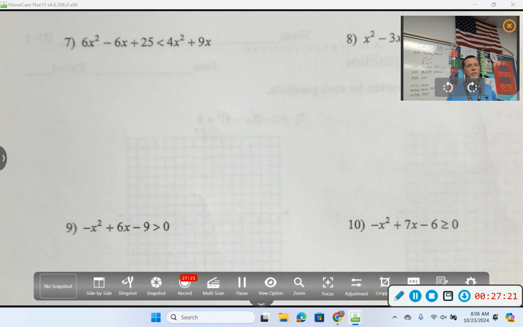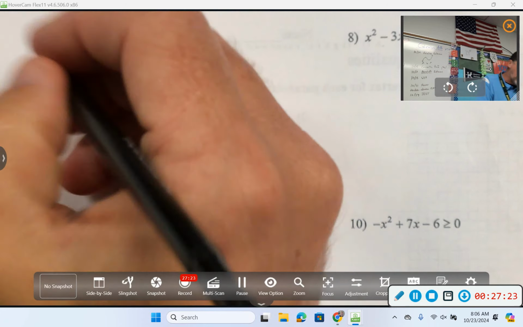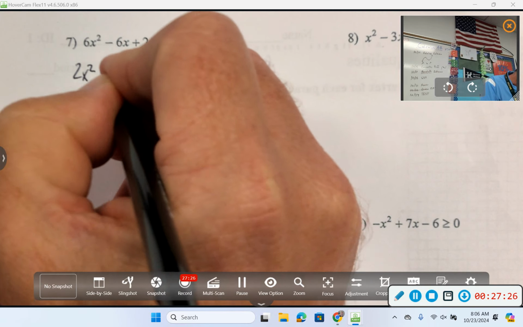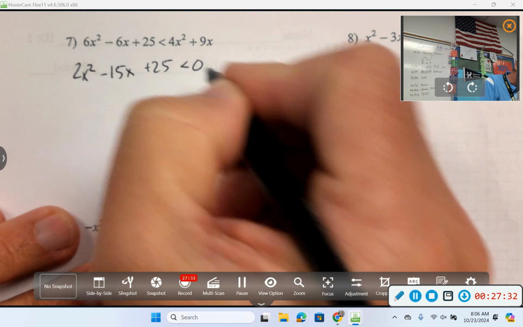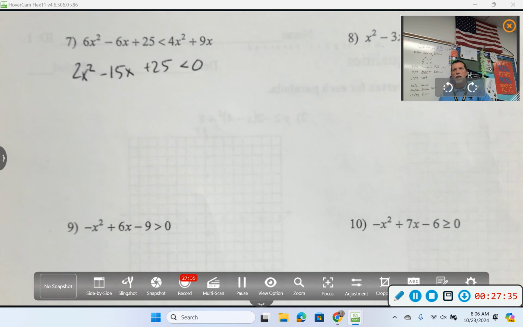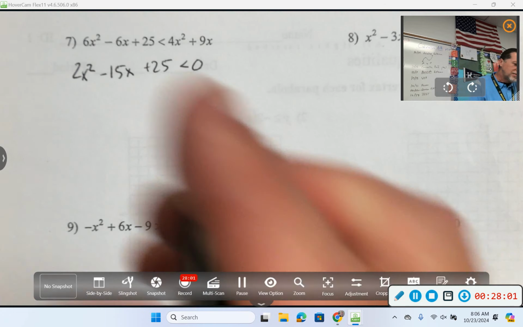So, what should I do first on number 7? Move the stuff over, yeah. So, 2x squared minus 15x plus 25 less than 0. Now, because you end up on the number line with these, I almost never give you ones that don't factor. Because if it doesn't factor, you have to use the quadratic formula. And if you use the quadratic formula on something that doesn't factor, you end up with a really ugly number. And then you've got to figure out where to put it on the number line and how to pick intervals. So, they should factor.